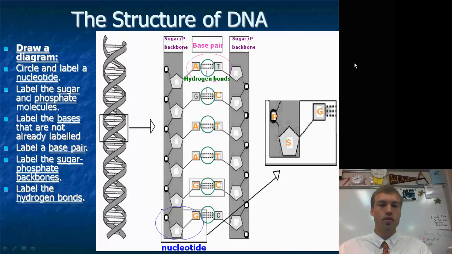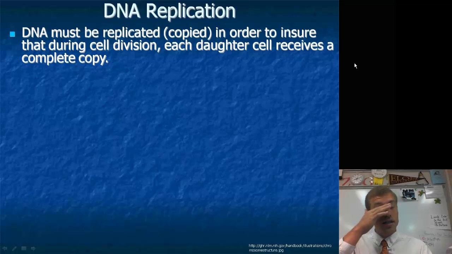All right, moving forward. DNA replication. DNA has to be replicated or copied in order to ensure that during the cell cycle, each daughter cell receives a complete copy. So when we go through mitosis, which we just discussed, we've got two daughter cells that are going to be genetically identical to one another. And in order for that to occur, we have to have our DNA replicated, or essentially copied.